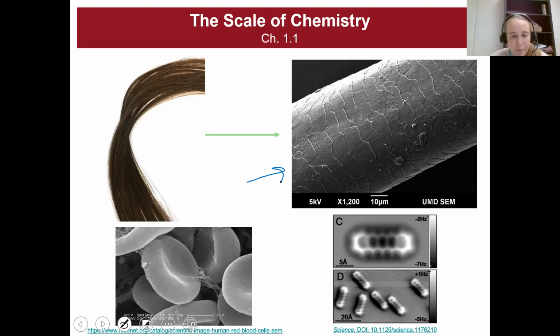And then these over here are red blood cells, and these over here are individual molecules. So they are super, super zoomed in with a really awesome electron microscope. These things all look like they're kind of the same scale, right? But it all depends on these scale bars. So a 10 micron scale bar versus a 5 angstrom scale bar. So that's why units are super important, and that's what we're going to talk about next.